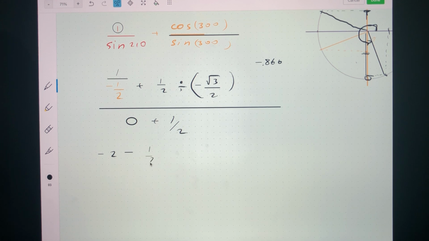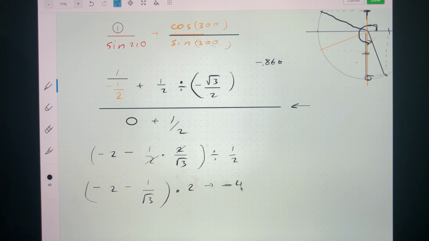So we have 1/2 times, dividing is the same as multiplying by the reciprocal, or the flip. And then this division symbol can also be written as divided by half. Divided by half is the same as times by 2. Now, times by 2 divided by 2 cancels off, and we get -2 minus 1 over √3. So if we double our answers, we get -4 minus 2 over √3. That's our exact solution.